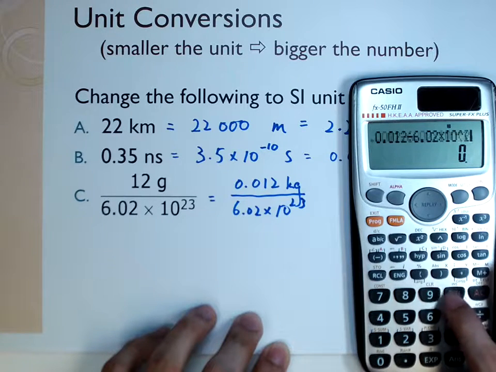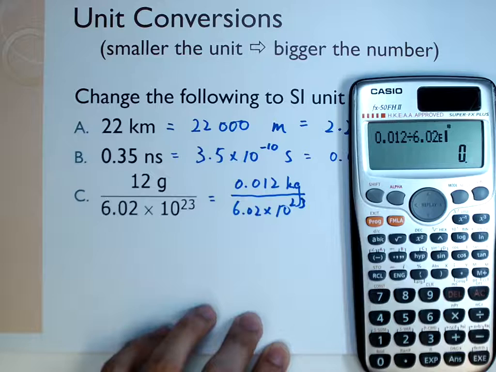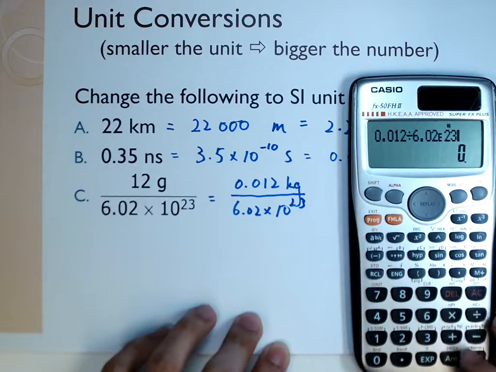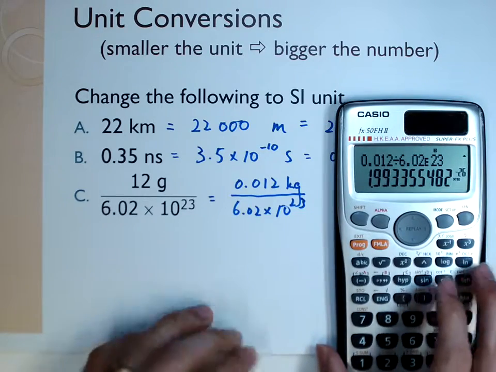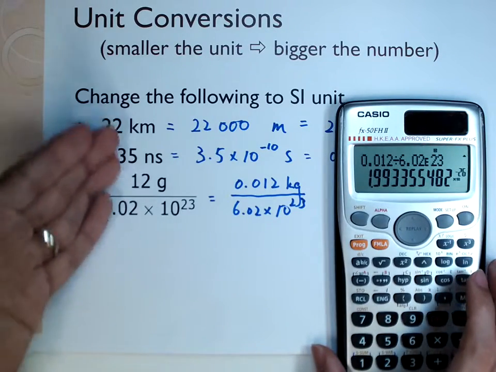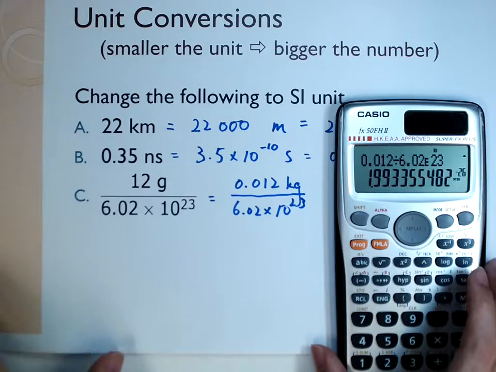So to me, I will use EXP, and then 23. Then this will be easy and simple. So the answer will be this one. So you can try all these examples by yourself once again.